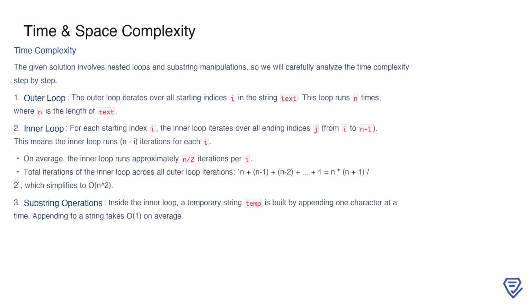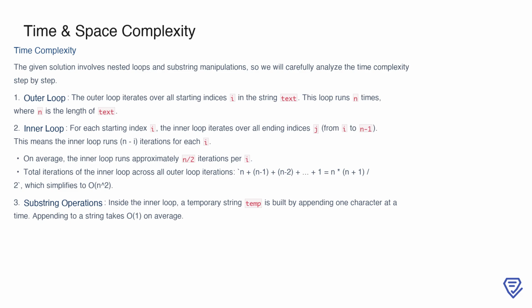For each starting index i, there is an inner loop that examines all possible ending indices j, starting from i and going up to n-1. This means the inner loop runs n-i times for each value of i. On average, this results in roughly n/2 iterations per starting index. Summing up the iterations across all values of i, we get a total of n plus n-1 plus n-2 plus ... plus 1, which evaluates to n*(n+1)/2. This simplifies to O(n squared) for the inner loop.